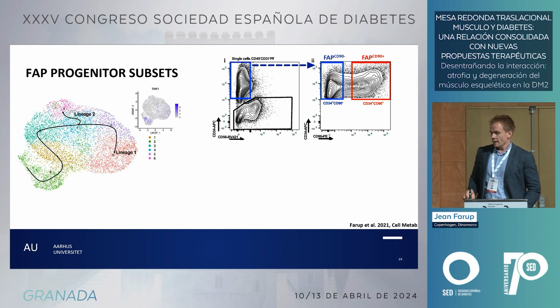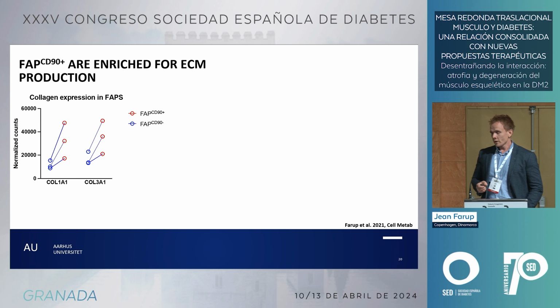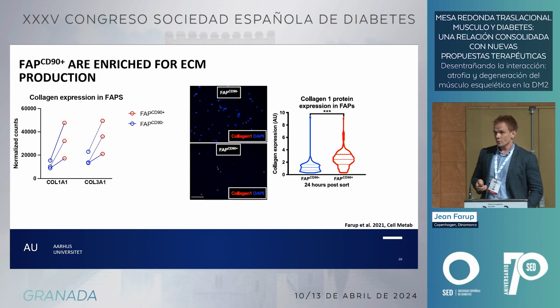And when we then look at their behavior, indeed the CD90 positive cells are much more capable of forming clones and entering the cell cycle, suggesting to us that these are indeed a stem or progenitor cell population within the FAP population. What we also noted about these cells was that they had a marked increase in their capacity to produce extracellular matrix. So here you see collagen 1 and collagen 3 markedly enriched in the CD90 positive population at the mRNA level. This also is true when you look at protein expression.